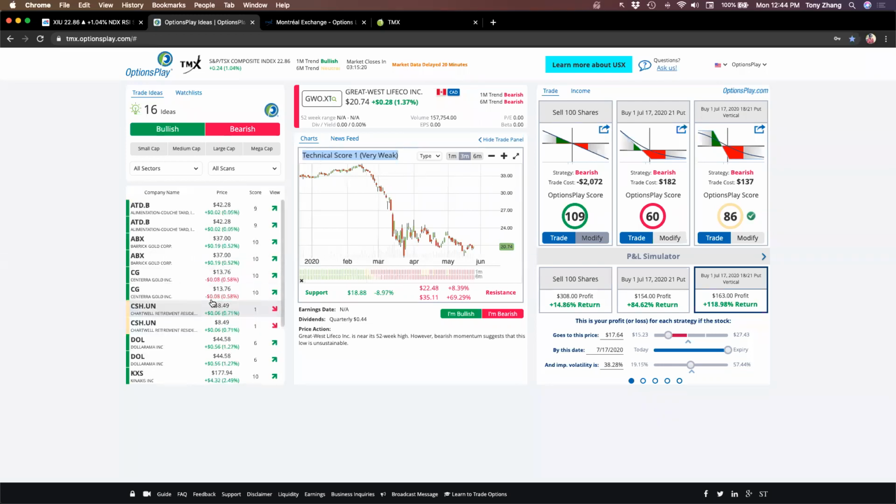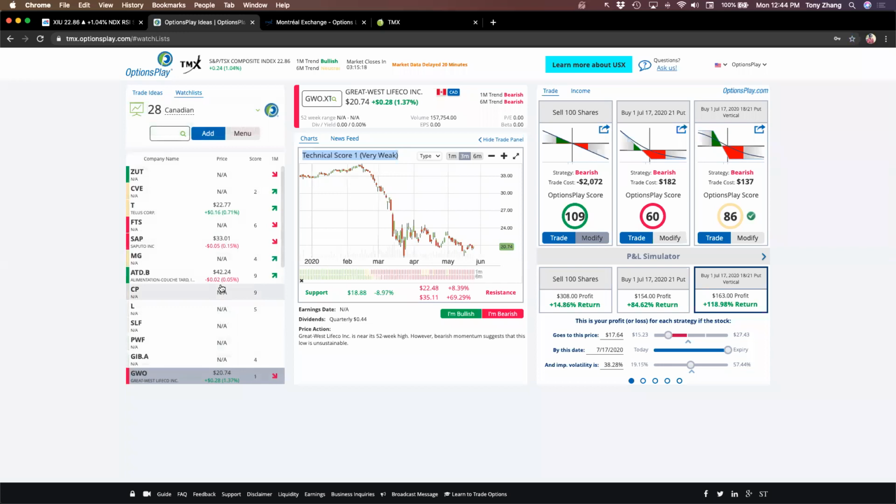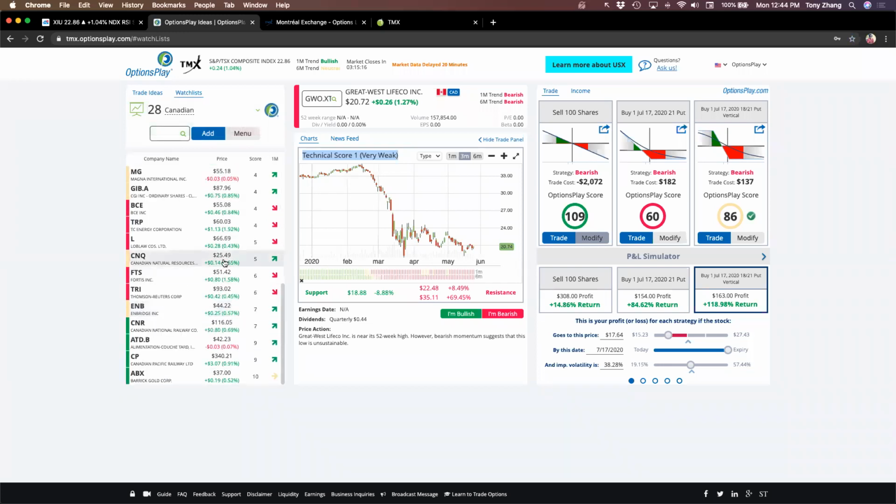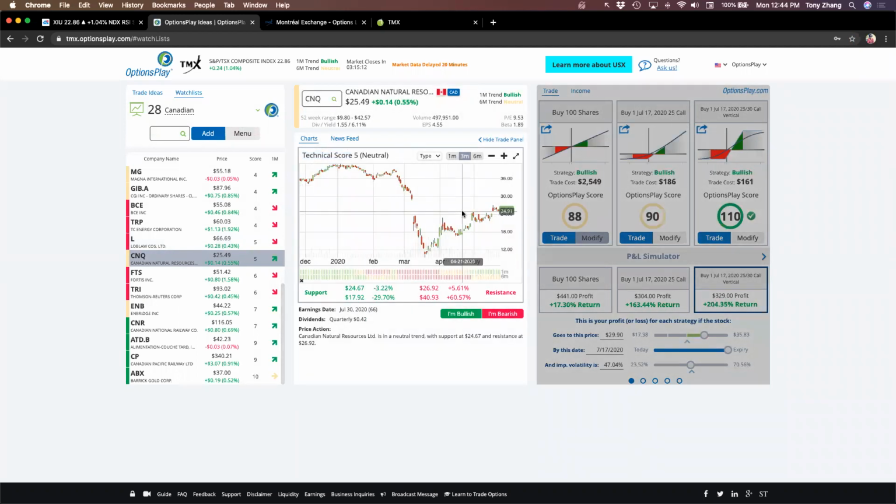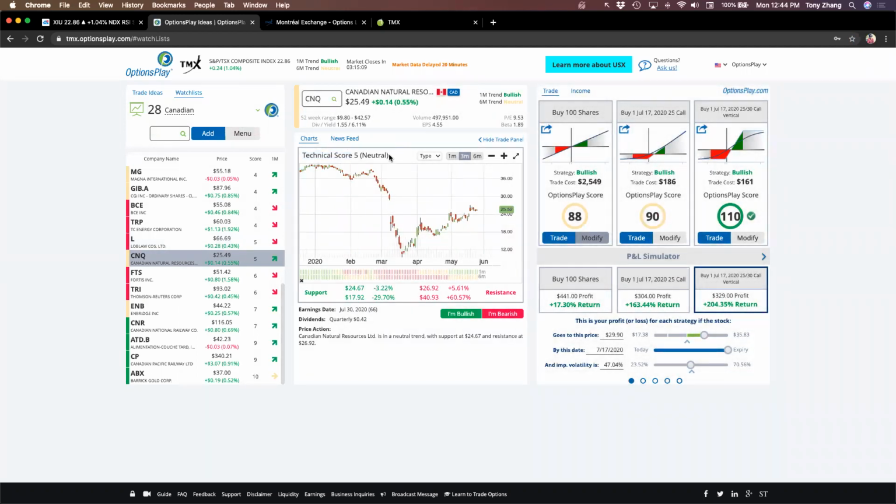And then if you look at a stock that's maybe, let's take a look at some stocks in our watch list. Let's say you take a look at Canadian Natural Resources. This is sort of middle of the road. That's why you have a technical score of 5, telling you that about half the stocks in the market are outperforming it and about half the stocks are underperforming it.